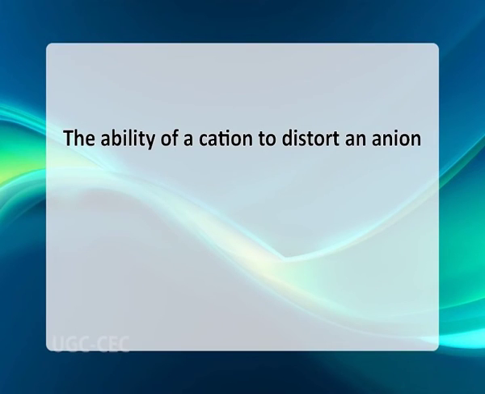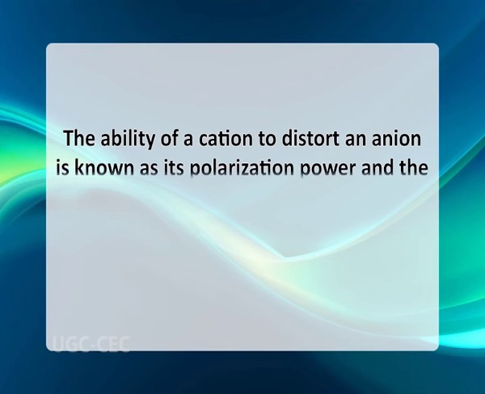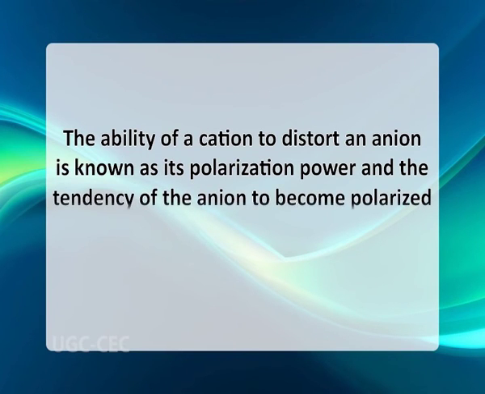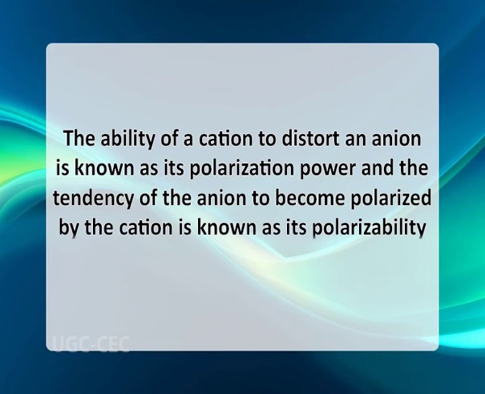The ability of a cation to distort an anion is known as its polarization power, and the tendency of the anion to become polarized by the cation is known as its polarizability. Greater the polarization, the lower is the melting point and heat of sublimation, and the greater is the solubility in non-polar solvents. For example, the melting point of potassium chloride, KCl, is higher than that of silver chloride, AgCl, though the crystal radii of Ag positive and potassium positive ions are almost the same.